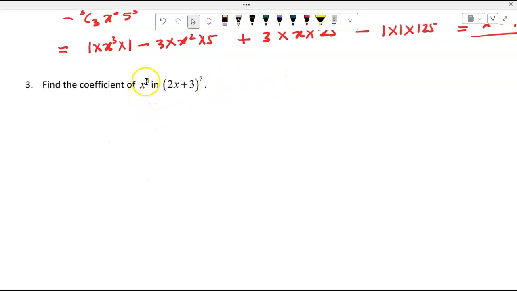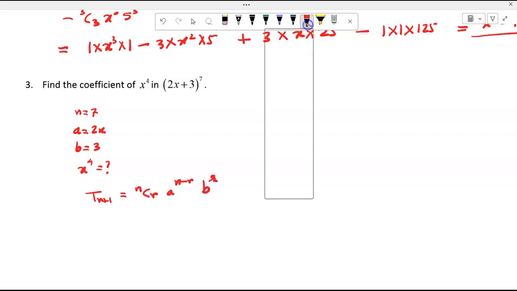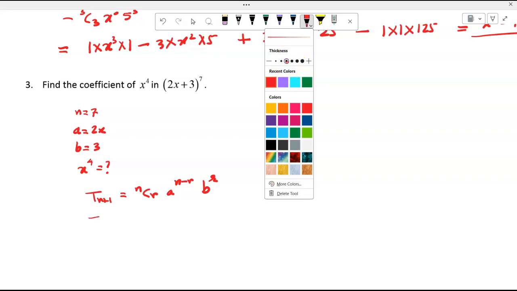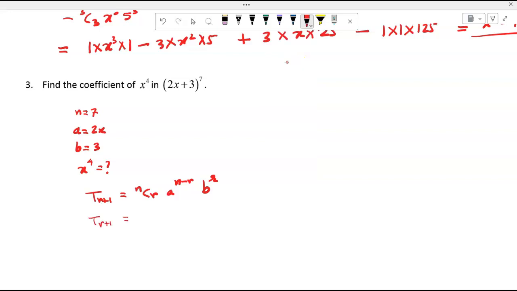You have to find the coefficient of x raised to 4 in this. What's your n? 7, the power. a is 2x. b is 3. You want a term in x raised to 4. What's the general term formula? T(r+1) equals nCr a raised to n minus r b raised to r. You substitute. We don't know what r is, because when we expand, we don't know which term in the expansion will give x raised to 4. So I'll find it out.